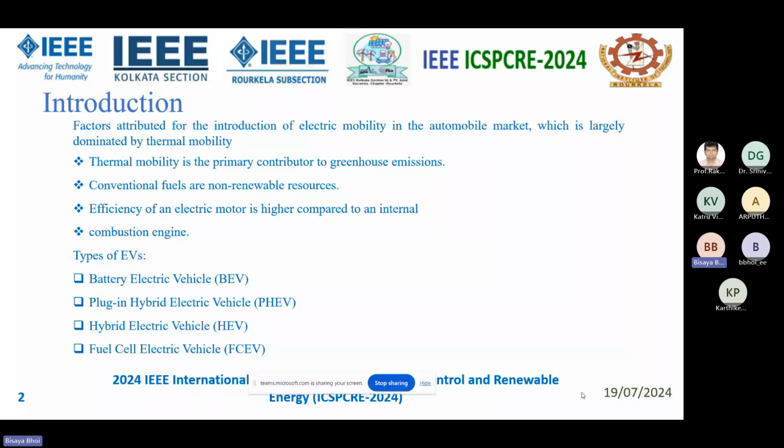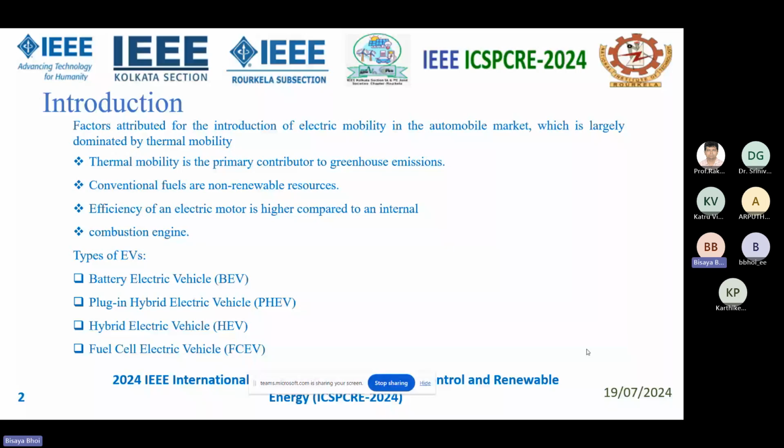The battery electric vehicle uses a storage battery, and lithium-ion batteries are mostly used. The plug-in hybrid electric vehicle uses both an internal combustion engine and a battery. The hybrid electric vehicle also uses both battery and internal combustion engine, and then there is the fuel cell electric vehicle.